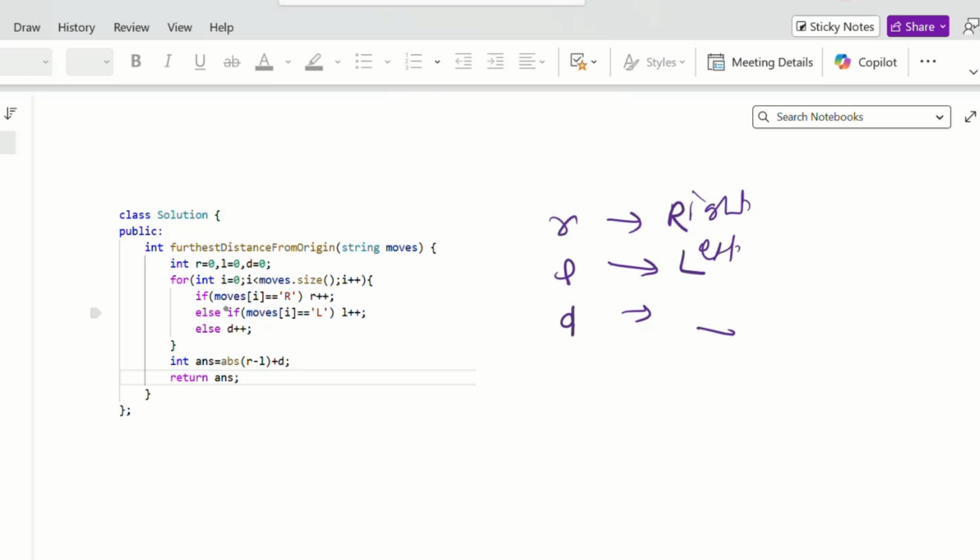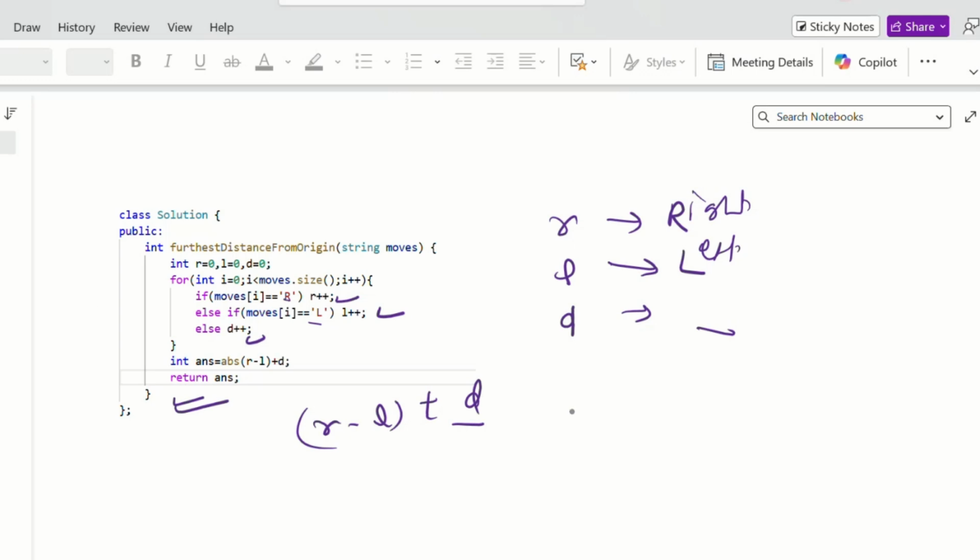If the move is R, then I can do R plus plus. If the move value is L, then we do L plus plus, and if it is dash, then we do D plus plus. Then we find the absolute difference between R and L, add the dashes in that, and ultimately return our answer.